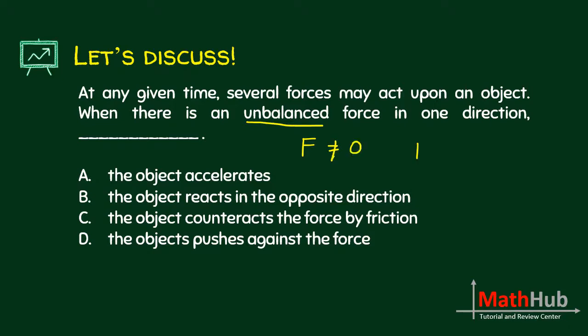Let us recall that in the second law of motion, this F here is actually the net force. That means that you are considering as if they are all moving in one direction only. Alright, so F is equal to mass times acceleration. So therefore, if the force is not equal to 0, then that would mean that acceleration is also not equal to 0. Right? So therefore, the answer here is letter A. The object accelerates.